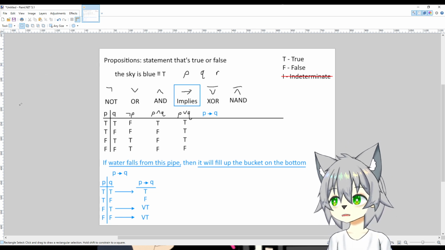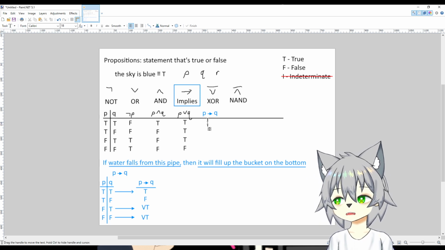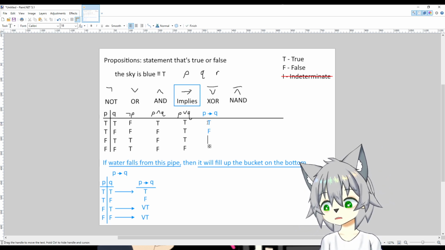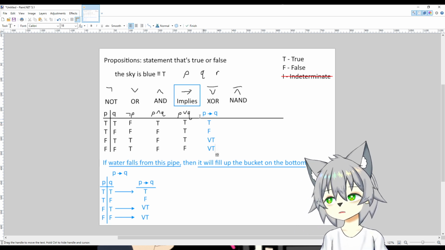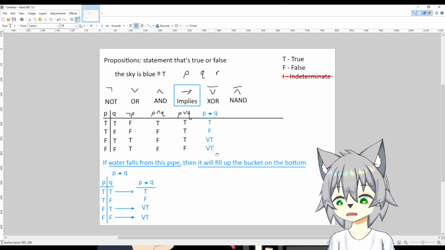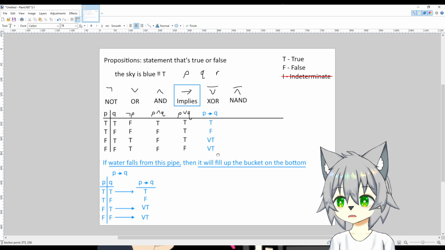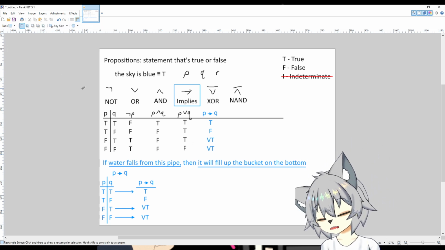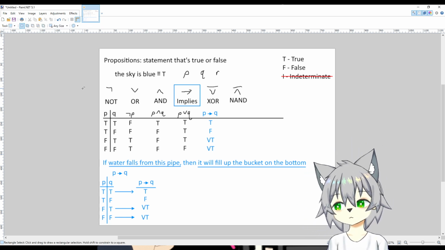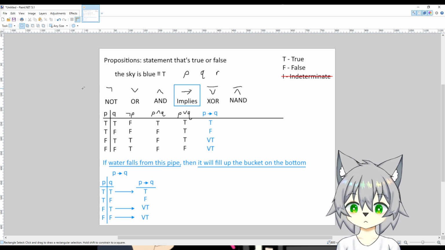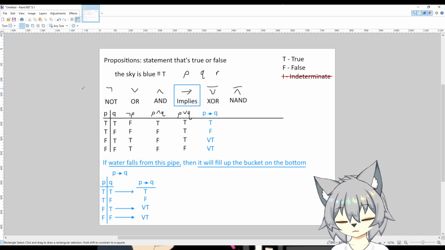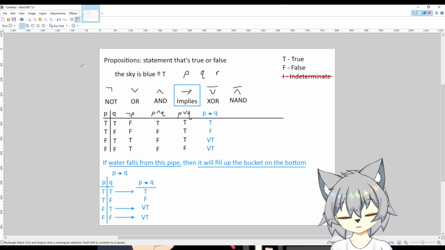And so basically those are our truth values: true, false, vacuous truth, and vacuous truth. That is basically what the implies symbol does. It's a very unique thing, and a bit of a pain. It's definitely one of those things that people get messed up on.